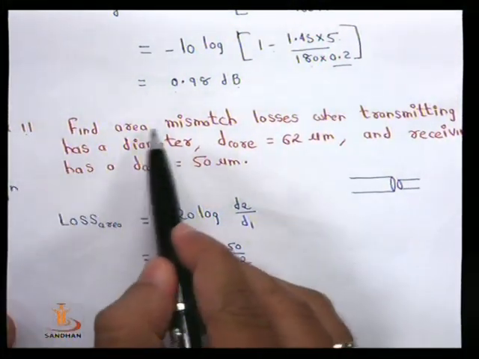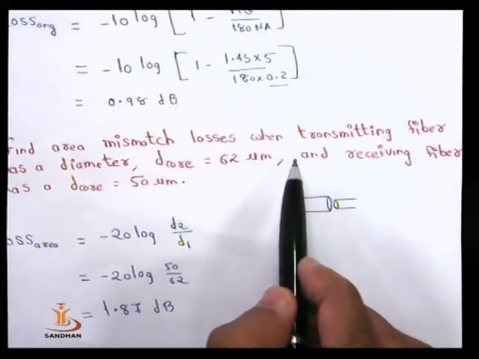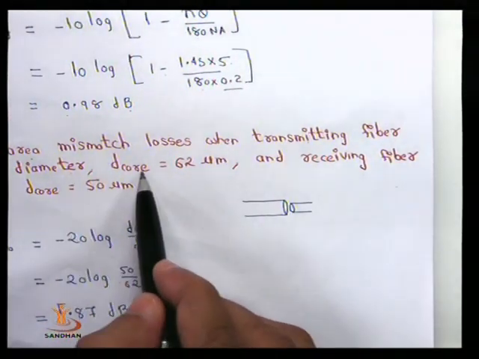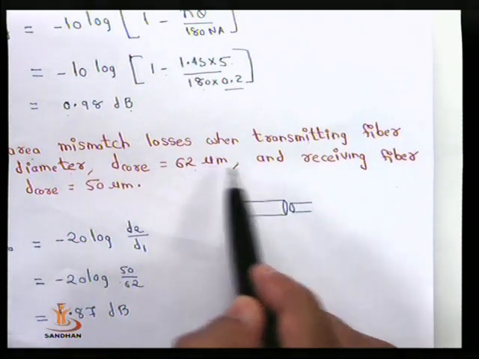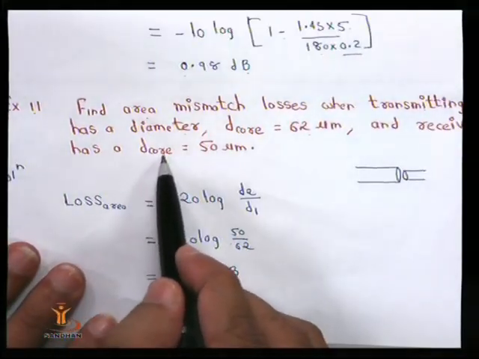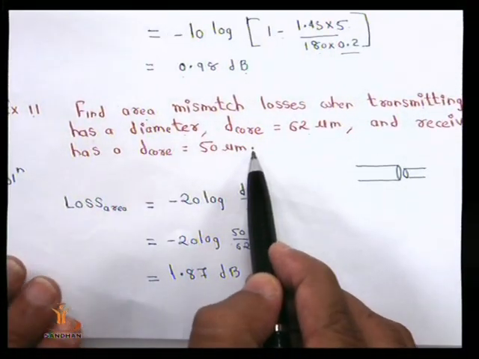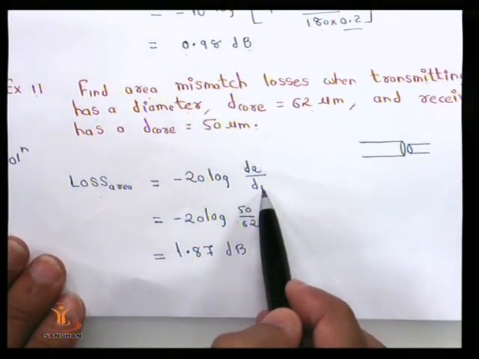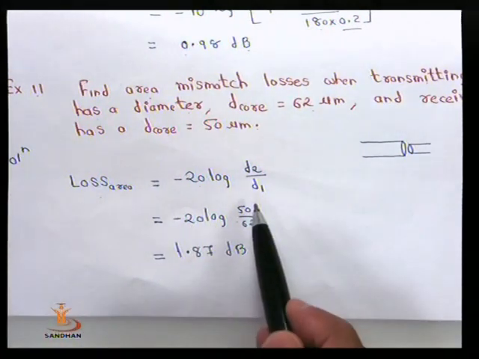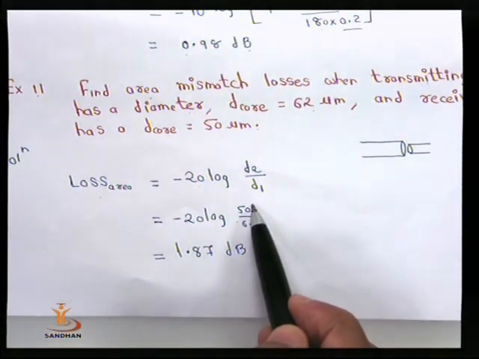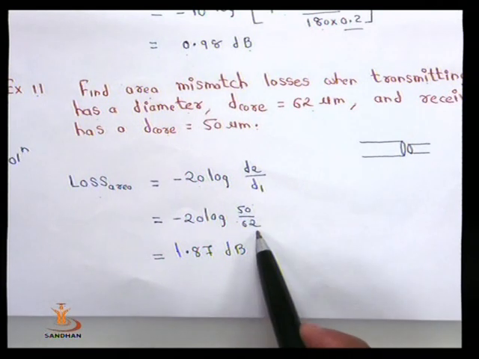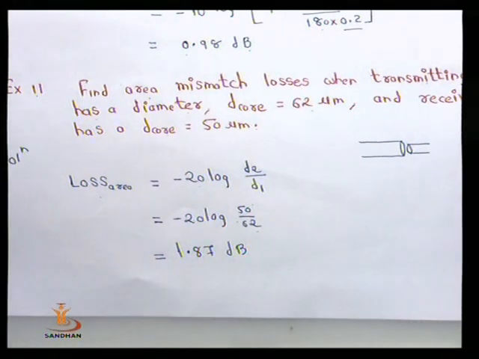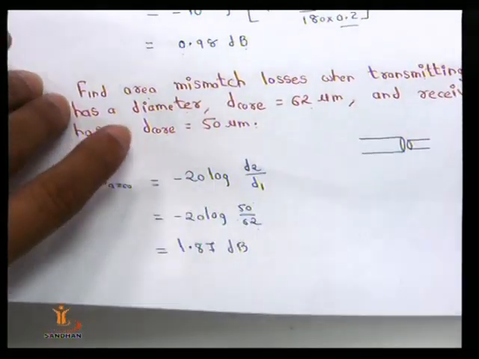Next numerical: find the area mismatch loss when the transmitting fiber has a core diameter D of 62 micrometer and the receiving fiber has a diameter of 50 micrometer. Area loss is minus 20 log (D2 by D1), that is minus 20 log (the diameter of the other fiber, which is 50, divided by the diameter of the first fiber, which is 62). So it is 1.87 dB.